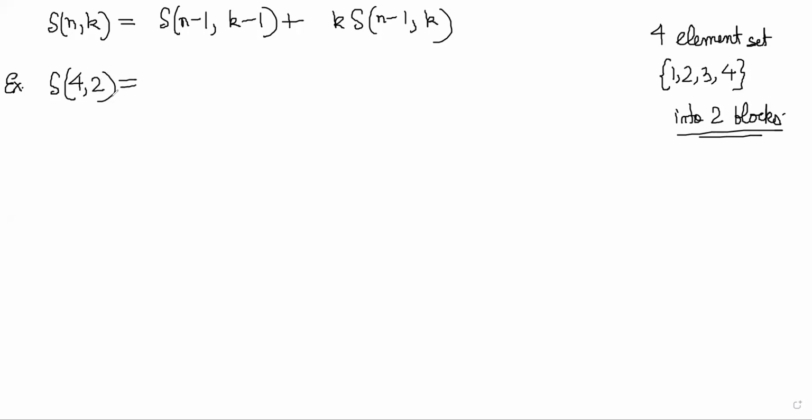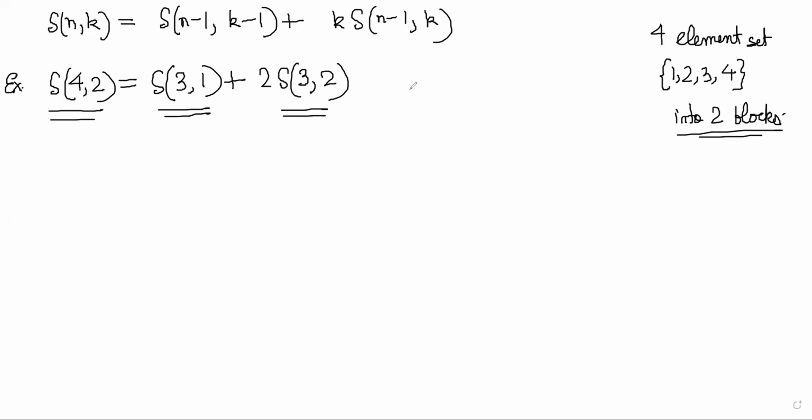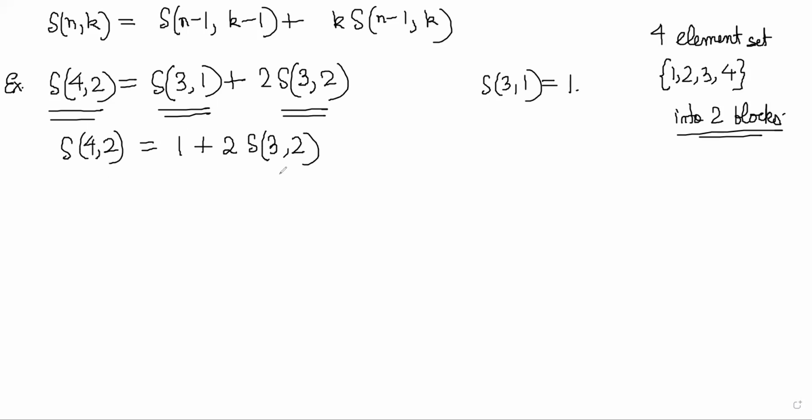So to find S of 4,2, we'll apply this recurrence. So it will be S of 4 minus 1, 2 minus 1, that is S of 3,1, plus k. K is 2 here, so 2 times S of 4 minus 1, 2, that is S of 3,2, right? So we have converted S of 4,2 into S of 3,1 plus 2 S of 3,2. Now we know the value of S of 3,1 because partitioning a 3 element set into one block can only be done in one way, right? So this is going to be 1 plus 2 S of 3,2. S of 4,2 has become 1 plus 2 S of 3,2. And now we just need to find S of 3,2.